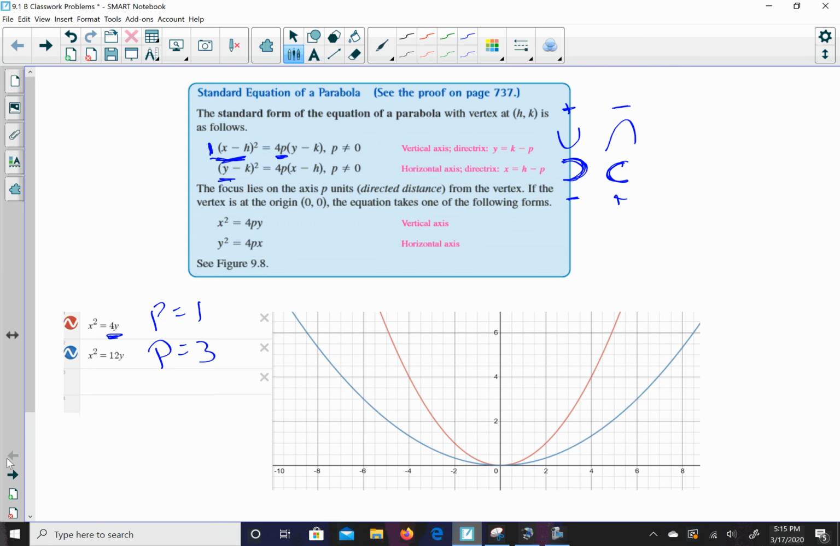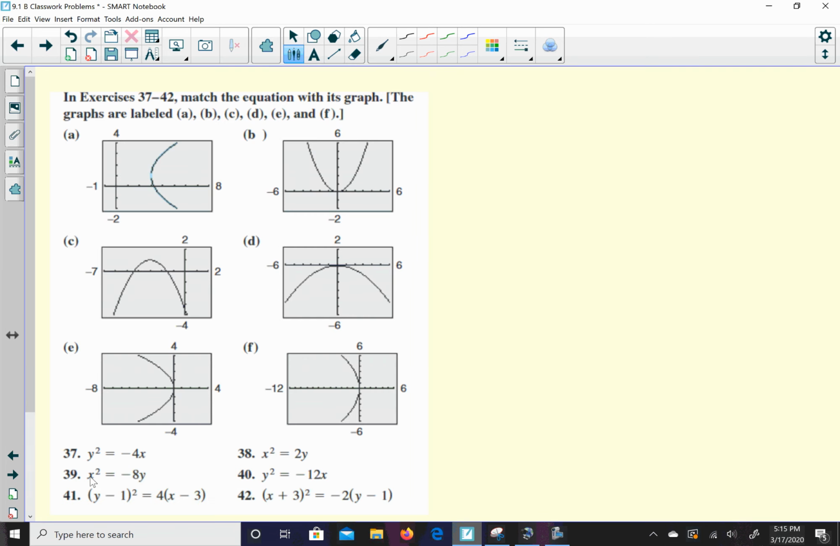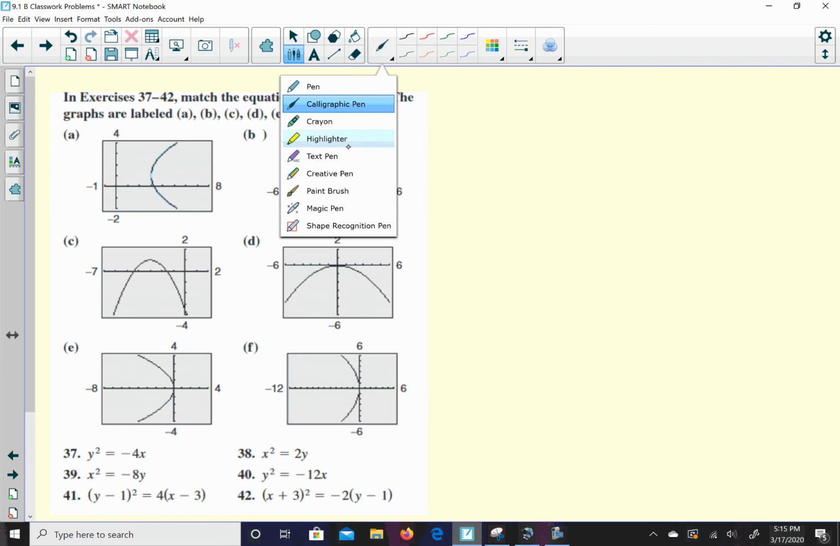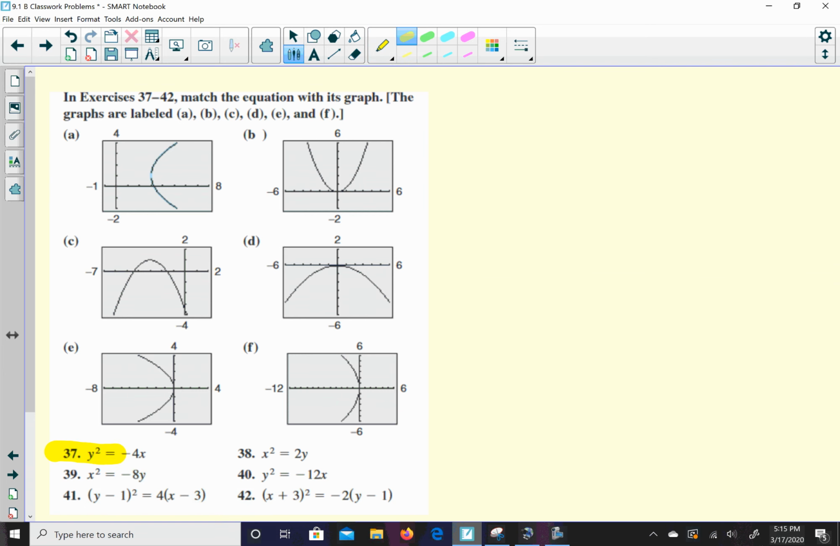So when I look at these, I'm going to separate them by whether the x variable is squared or the y variable is squared. So looking at number 37, let's just start with 37. 37 has the y squared. So what I'm going to do is look at all the ones that have the y variable squared. So 37, 40, and 41 are the three equations where the parabola is going to either open to the left or to the right.